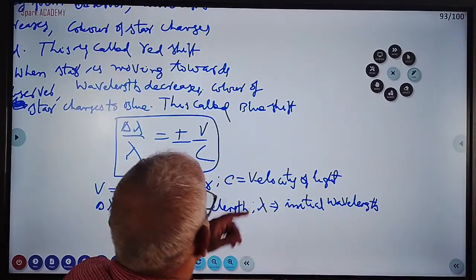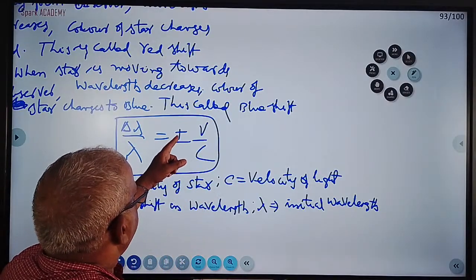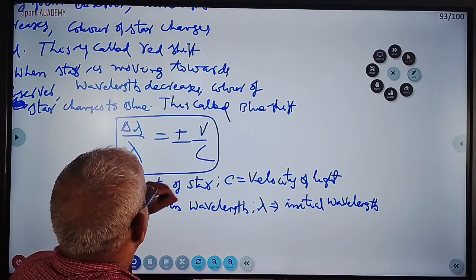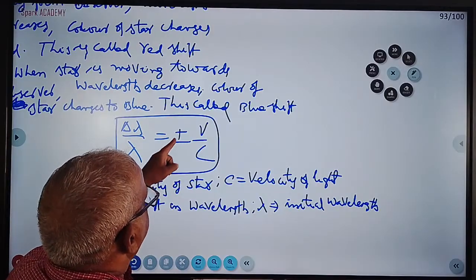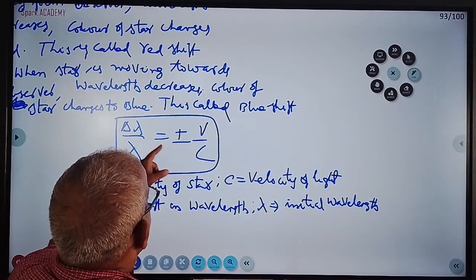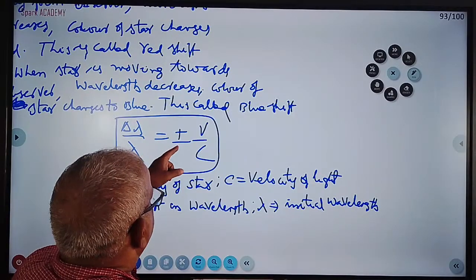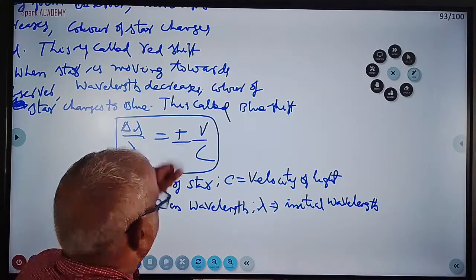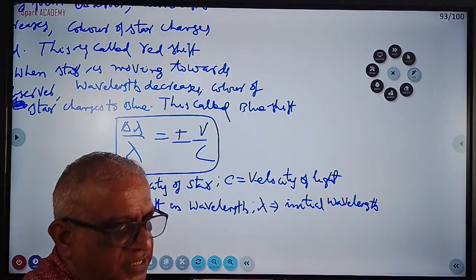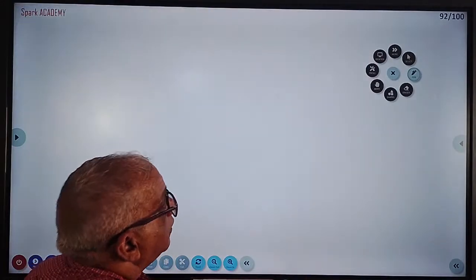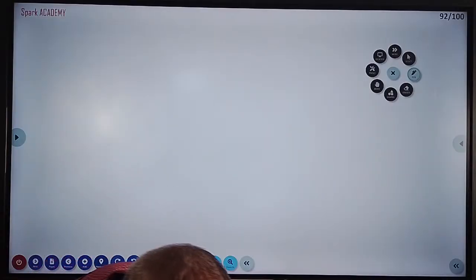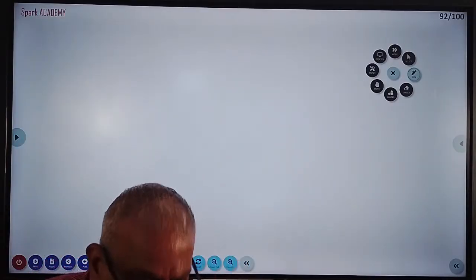Here, redshift means plus will come, and blue shift means minus will come. Whenever you are computing delta lambda by lambda, redshift means plus. Blue shift means wavelength decreases, that's why delta lambda will be negative, that's why the minus sign will come. So this is the explanation of redshift and blue shift. Then I am explaining this problem.